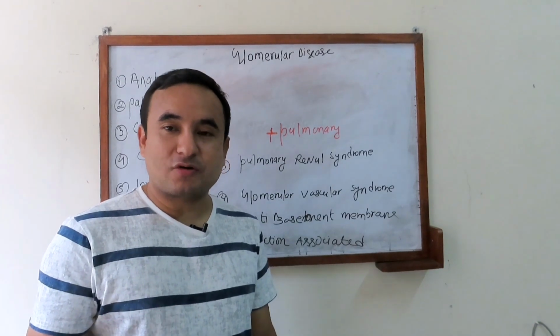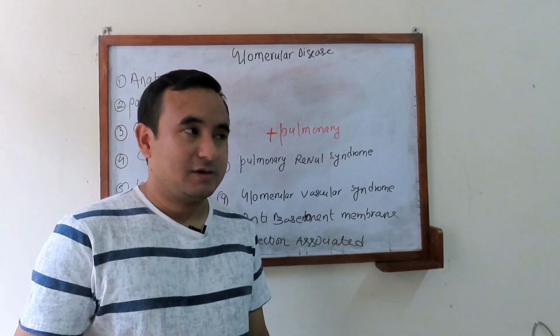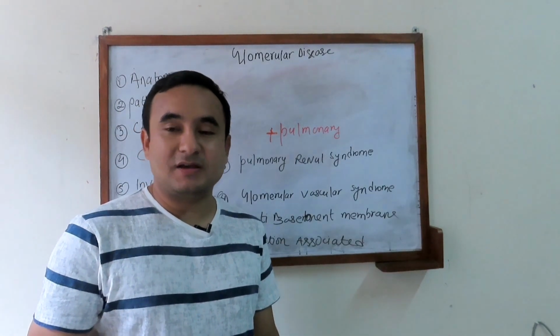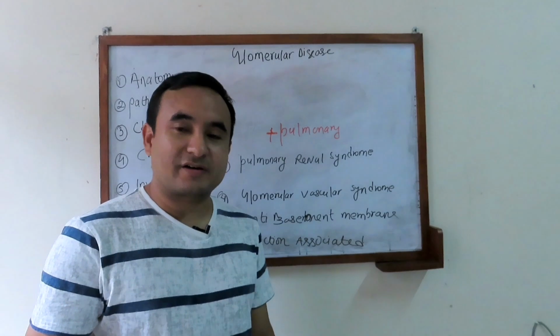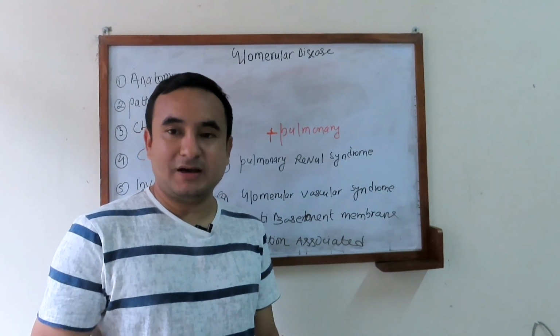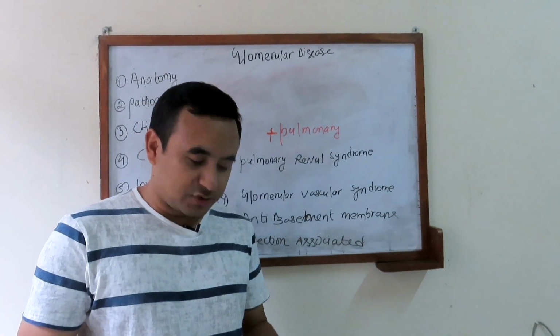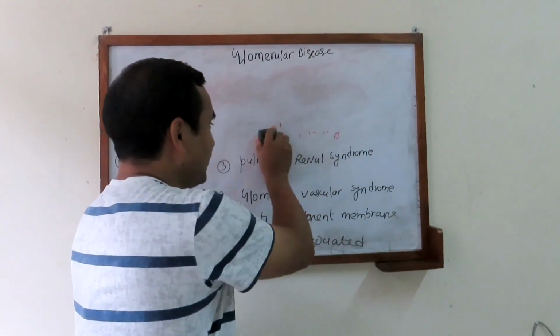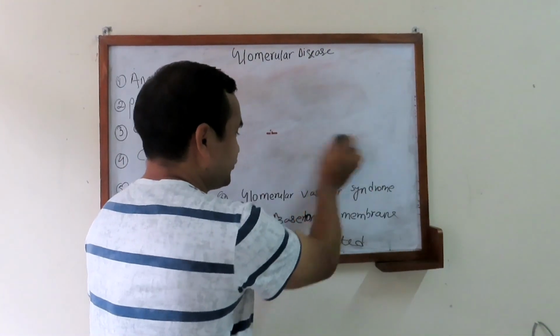The important cause of pulmonary renal syndromes is Goodpasture syndrome. Another cause may sometimes be Wegener granulomatosis. So these are the causes of pulmonary renal syndrome. Then the third one is the glomerular vascular syndrome.